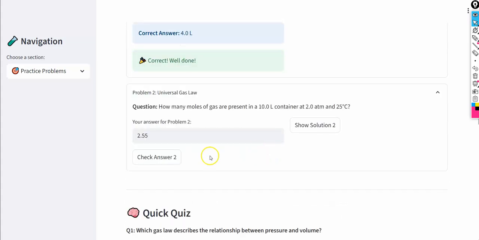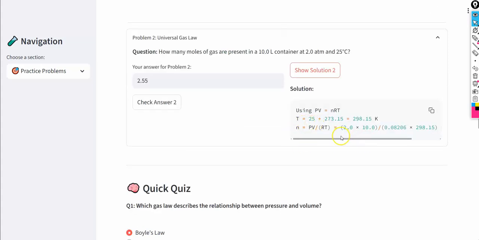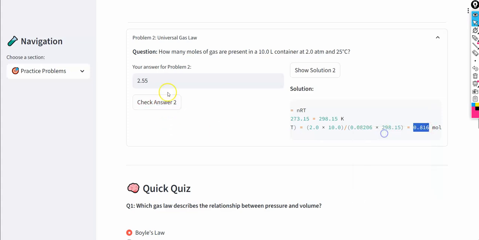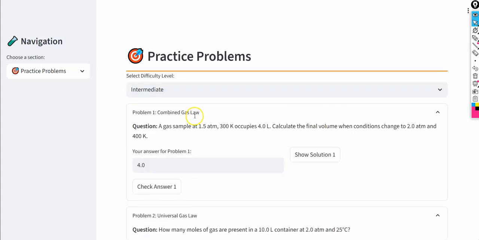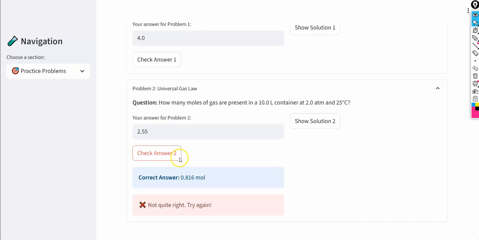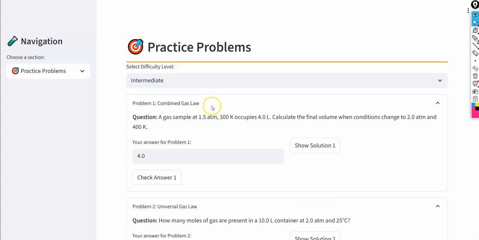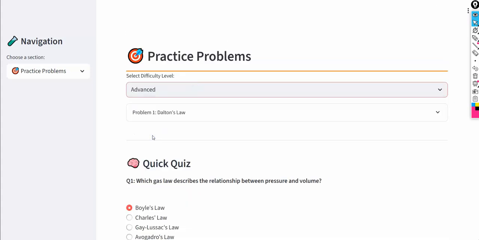Similarly, universal gas law. How many moles of gas are present in a 10 liter container at 2 atm and 25 degree centigrade? You can do the calculation. PV is equal to nRT. Everything is given, so you can calculate n. Now here n is something like 0.186. If you put a wrong answer, it says the correct is 0.16, not quite right, try again. So these are the questions and answers. You can check your answer. And advanced levels you can also do.